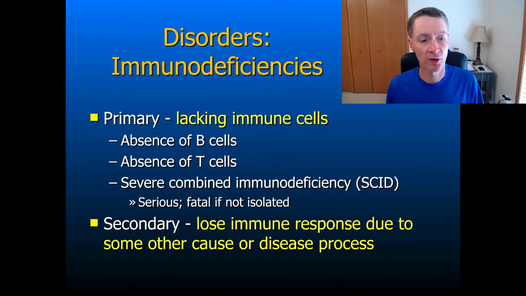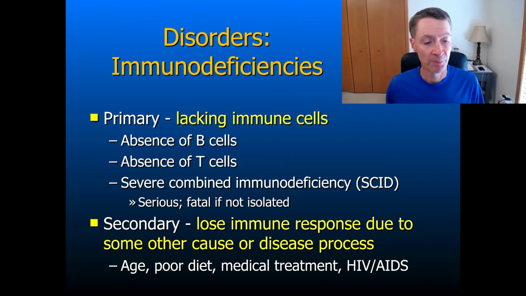Now, usually what we're talking about is the secondary classification, where there's a loss of immune response due to some other cause, right? Or a disease process that's in place. And this could relate to age. It's normal for immunity to wane in its ability as you grow older. Literally, the thymus gets smaller after adolescence. It just continually gets smaller, right?